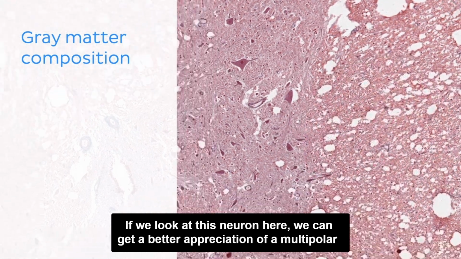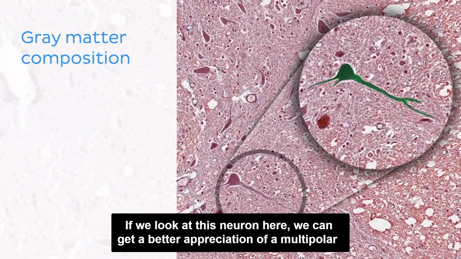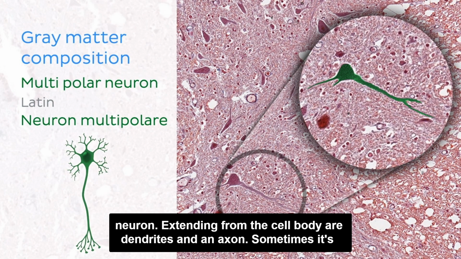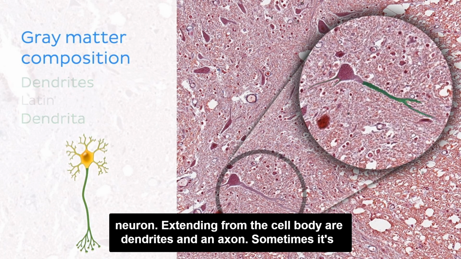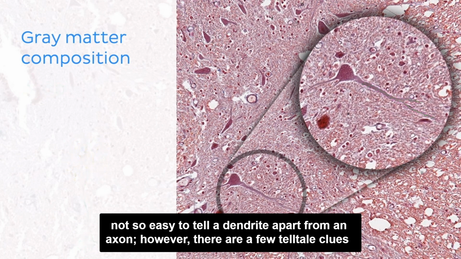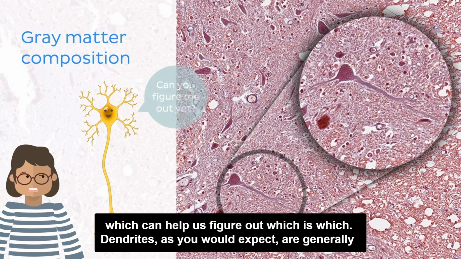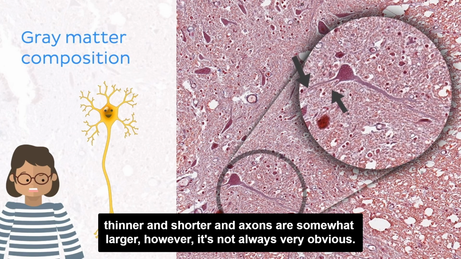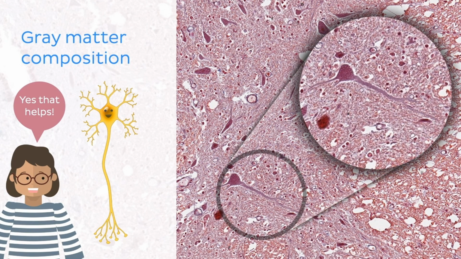If we look at this neuron here, we can get a better appreciation of a multipolar neuron. Extending from the cell body are dendrites and an axon. Sometimes it's not so easy to tell a dendrite apart from an axon. However, there are a few telltale clues which can help us figure out which is which. Dendrites, as you would expect, are generally thinner and shorter, and axons are somewhat larger. However, it's not always very obvious.